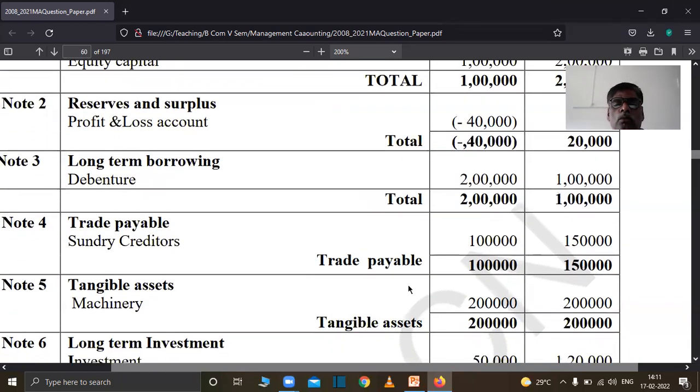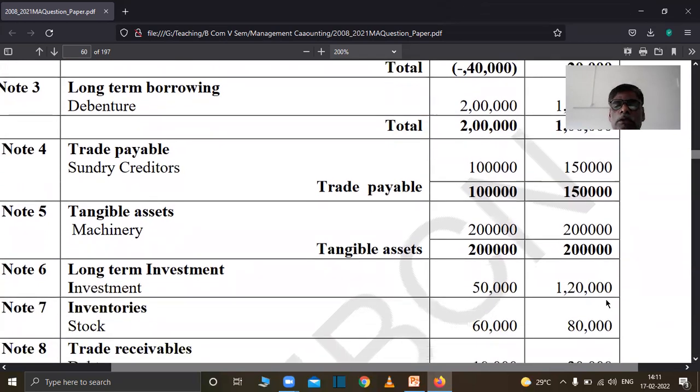And creditor is the only current liability that comes in the schedule of changes in working capital. Machinery 2 lakh, 2 lakh. There is no change. Okay, no purchase, no sale. But you have to see the adjustment and give consideration to this point.